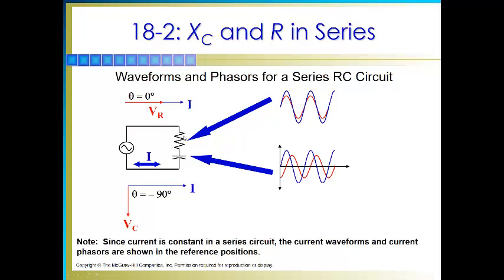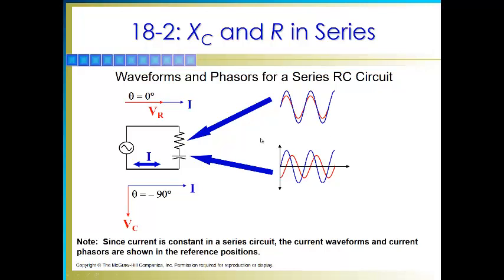So if we were to analyze the resistor, we see that the blue line represents the current, and the voltage, as you can see, they're in phase. They go through 0 and their peak value at the same time. So they all have the same phase. They must also have the same frequency.